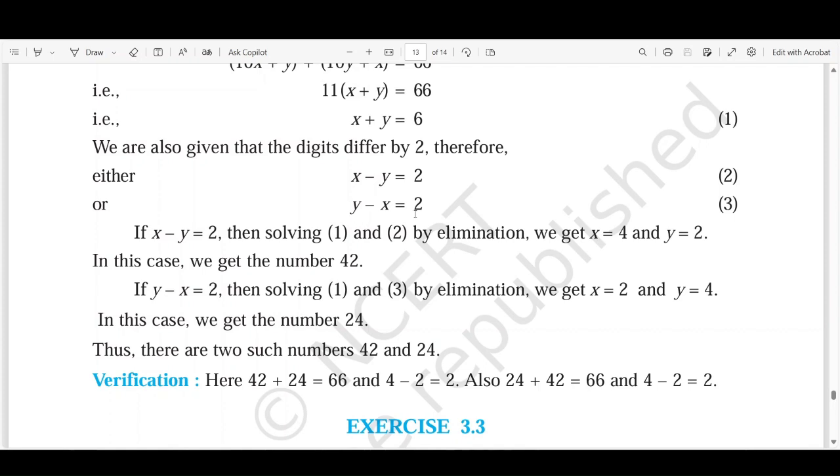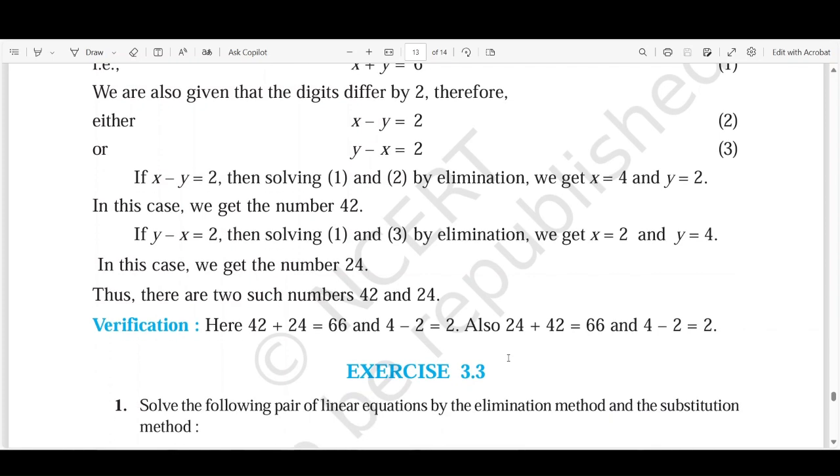If we consider the second case y minus x equal to 2, then if we solve the first equation and third equation by elimination method, we will be resulted with the values of x and y to be 2 and 4. So in this case the number will be 24. Its reverse will be 42. Okay. So since we have two cases for the second condition, we are resulted with two such numbers which satisfies the conditions given in the question. So the numbers are 42 and 24. Clear? We can also verify the conditions given in the questions. The two numbers will definitely get satisfied.